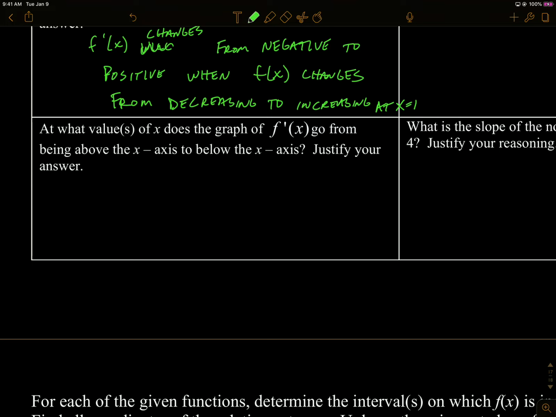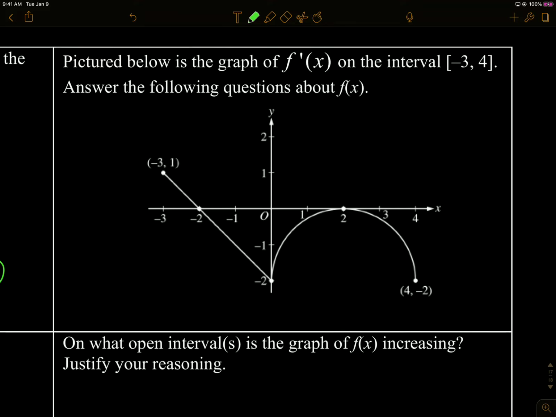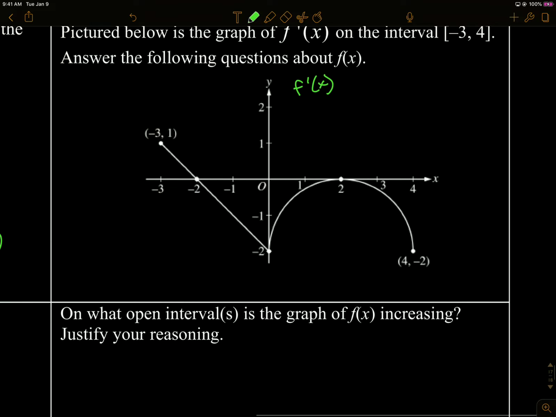Now we look at the last one. It's vice versa again. I'm not going to go through that one with you. Let's look at a second example. Here now we're given the graph of the derivative, and we're asked questions about f.